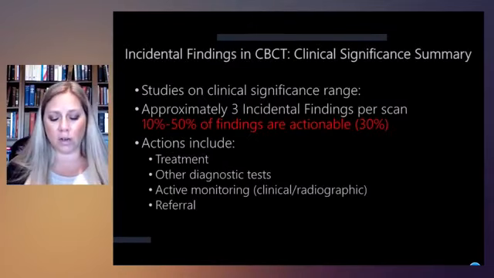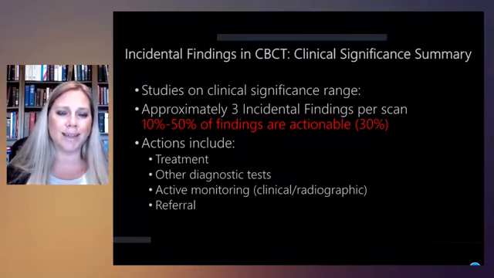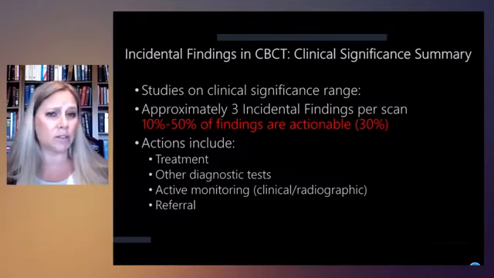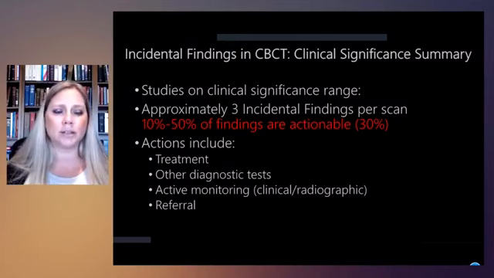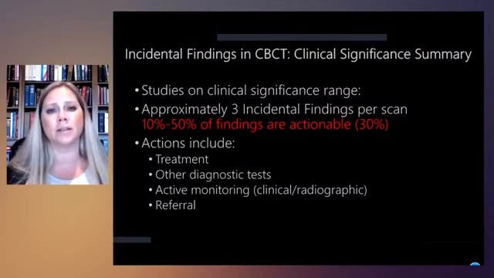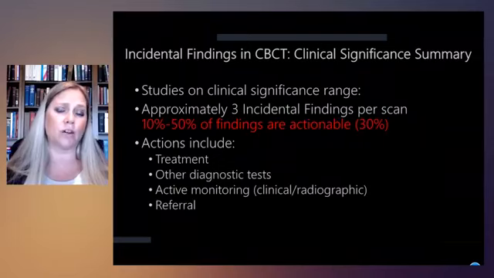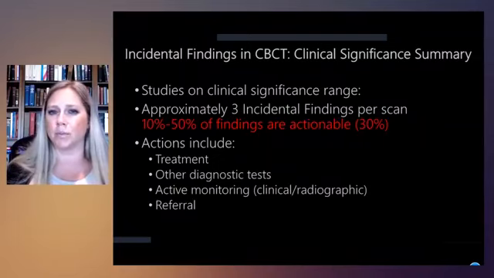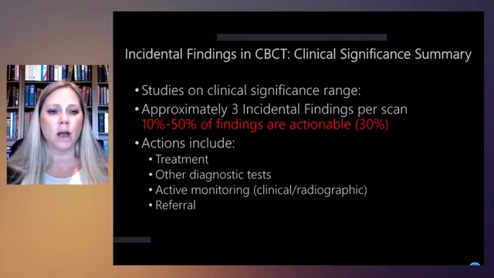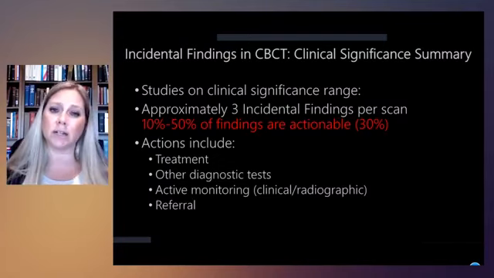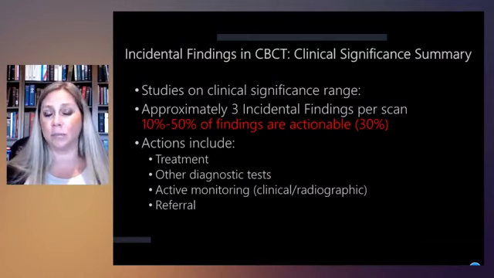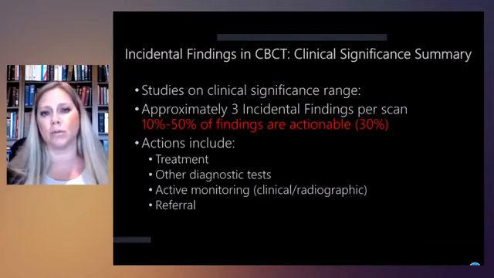When we look at all of the research articles looking at incidental findings across the board, we tend to see on average 3 incidental findings per scan, and a wide variety of differences in what is actionable based on the research article, but overall an average of 30% of our findings are actionable, which is what we saw in the previous research article as well. So what kind of action would this be? Treatment, maybe other diagnostic tests. We want to actively monitor these patients, or a referral.